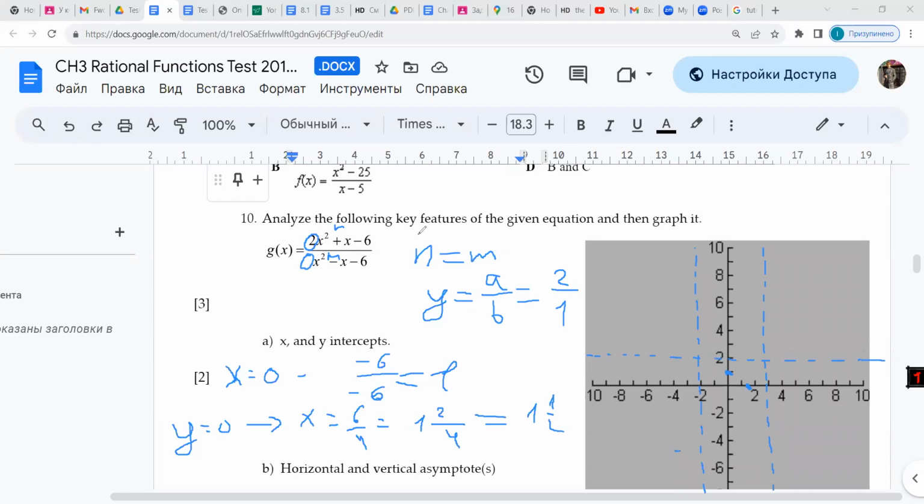Remember that if n is less than m, then the horizontal asymptote would be y equals 0, or the x-axis. If n is greater than m, then no horizontal asymptotes at all. Okay?